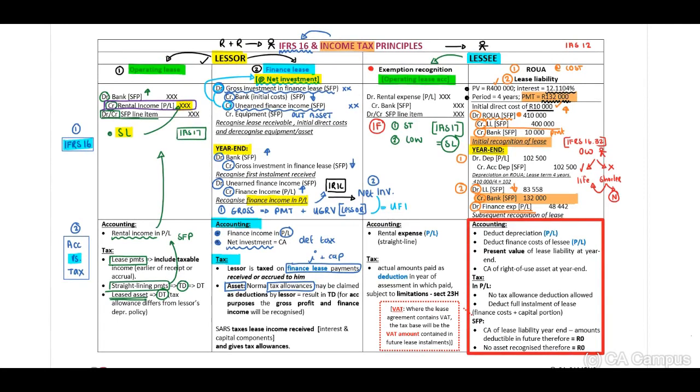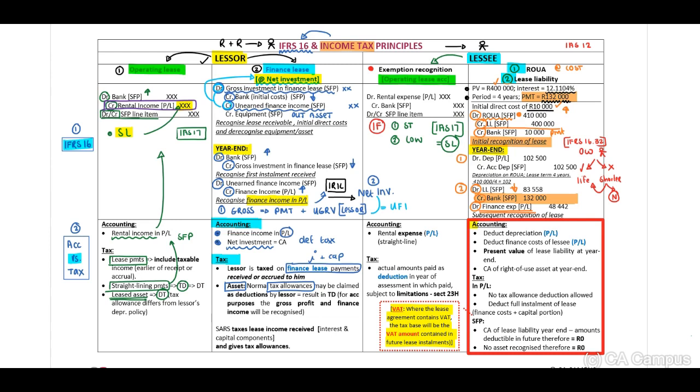Now we need to look at the lessee, when our lessee recognizes a right of use of our asset and a lease liability. Please ignore the VAT section, guys. I've included this for completeness purposes. Ignore the VAT section. We need to assume that that is not applicable in this discussion.